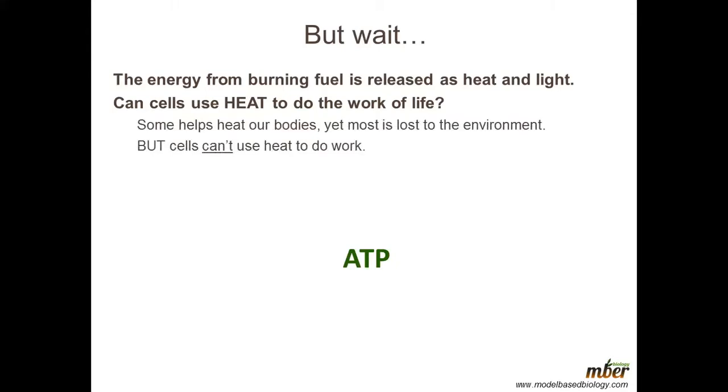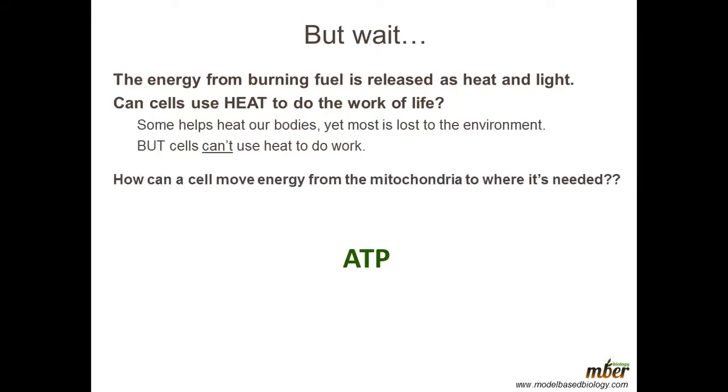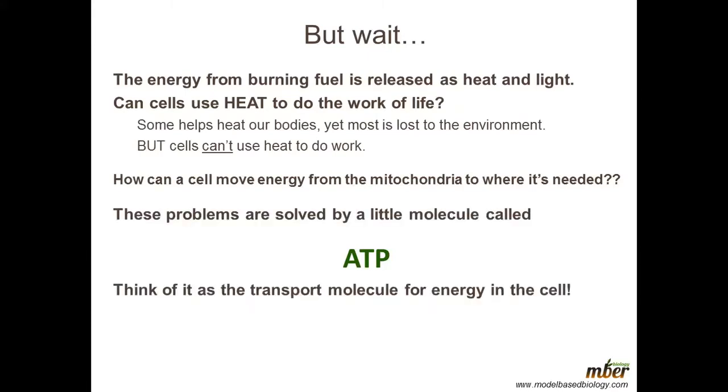Well, some helps heat our bodies, but most is lost to the environment. And cells can't use heat to do work. So how can a cell move energy from the mitochondria to where it's needed? These problems are solved by a little molecule called ATP. So think of it as the transport molecule for energy in the cell.